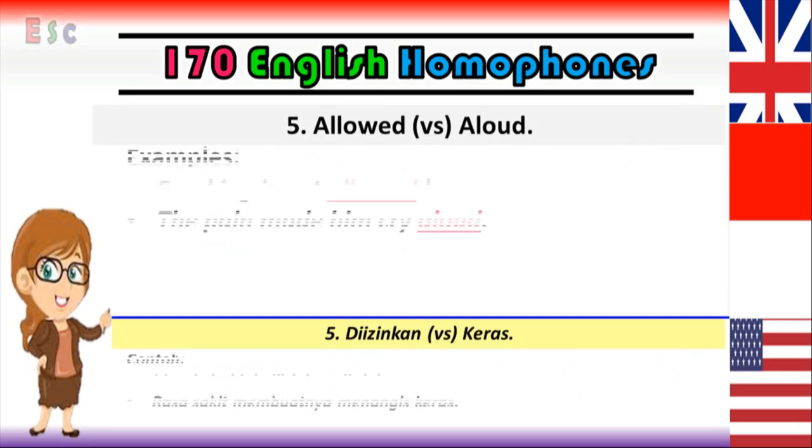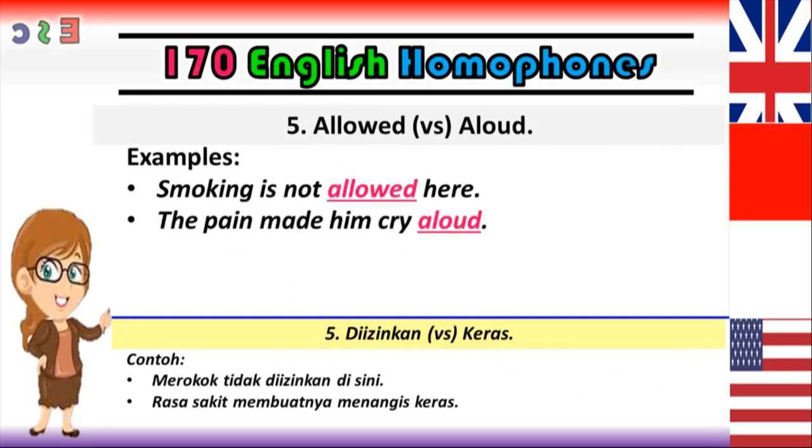5. Allowed versus aloud. Examples. Smoking is not allowed here. The pain made him cry aloud.